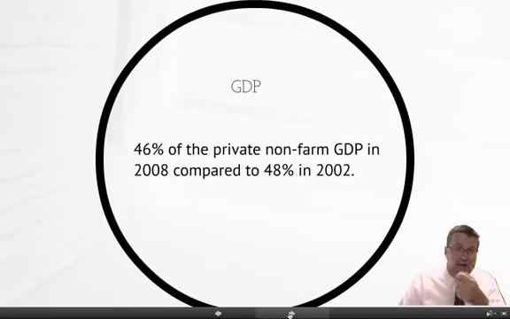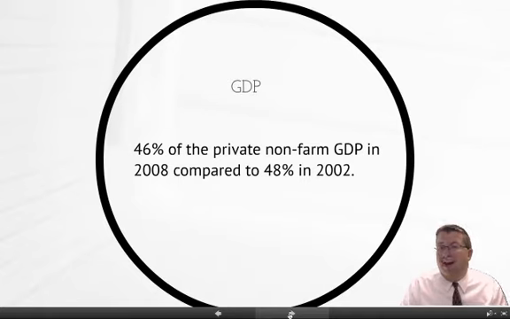When we look at the gross domestic product, 40% of the private non-farm GDP in 2008 was from small businesses, compared to 48% in 2002. So when we had a downturn, how did the economy affect business? It really affected business across the board equally. The GDP is still being represented by about the same percentage that it was before the economy went bad.